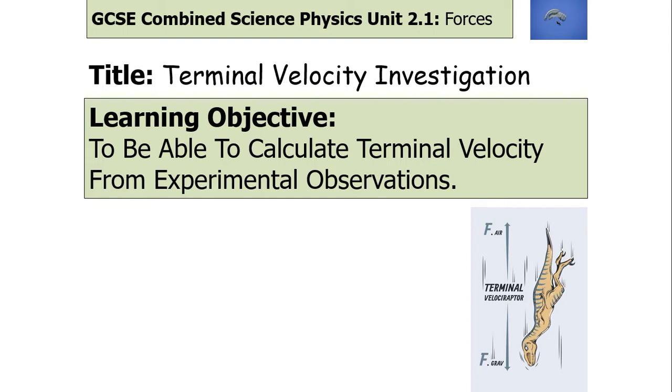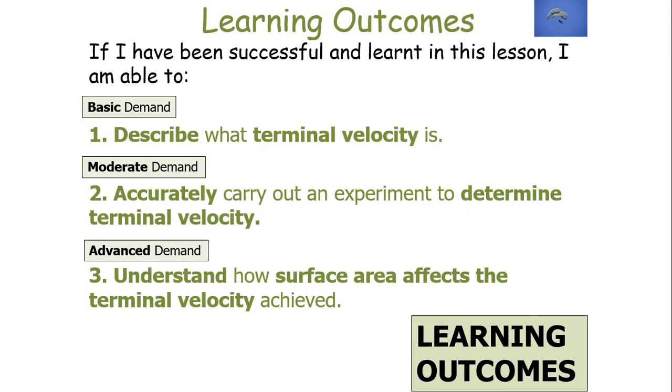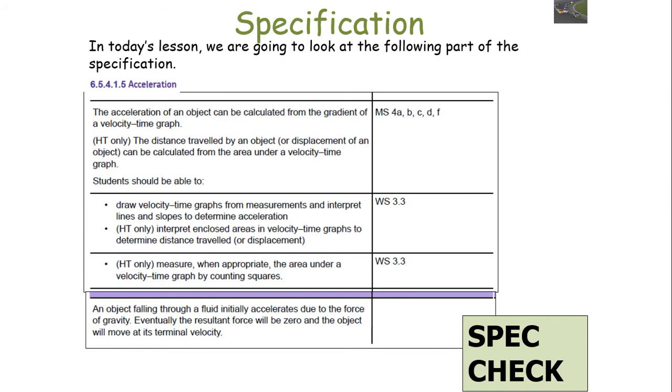What we're going to do in today's lesson is describe what terminal velocity is, understand how an experiment can determine terminal velocity, and understand how surface area affects terminal velocity, which links into the following part of the AQA Combined Science specification. In particular, an object falling through a fluid initially accelerates due to the force of gravity, then eventually the resultant force will be zero and the object will move at a terminal velocity.